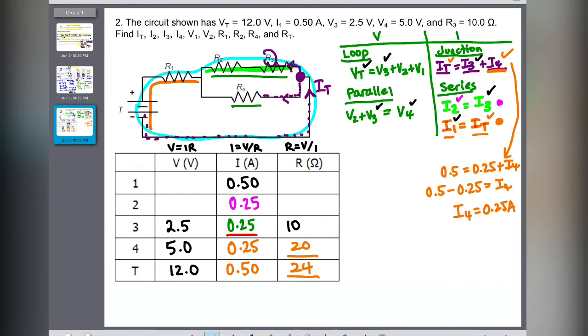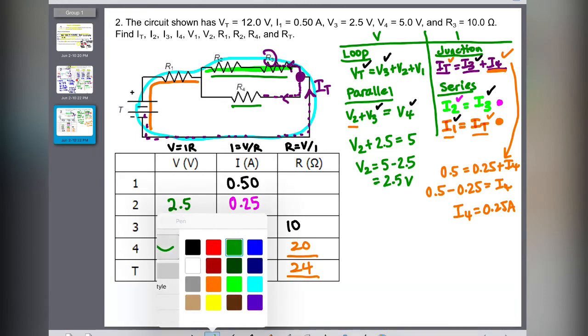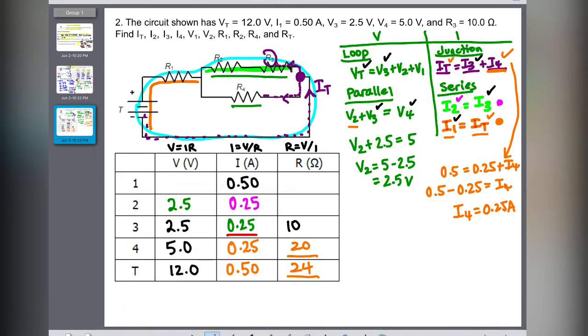Okay, I don't have anything more, but I know I can use this one, right? Because I only have one thing that I don't know, so I'm going to start working on this. All right, so V2 I don't know, but I know V3 is 2.5 and V4 is 5. So V2 is 5 minus 2.5. So 2.5 volts. Okay, V2 is 2.5. Fill it in the chart. V2 is 2.5. Okay, then keep going.